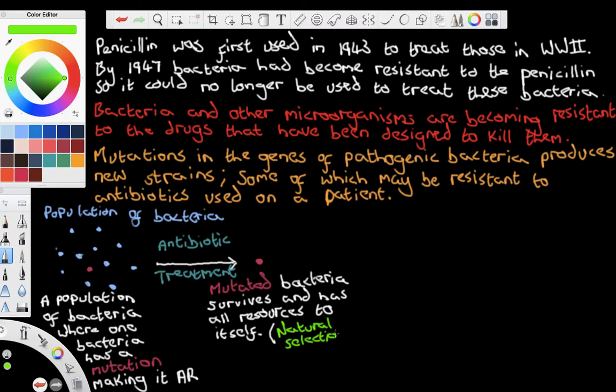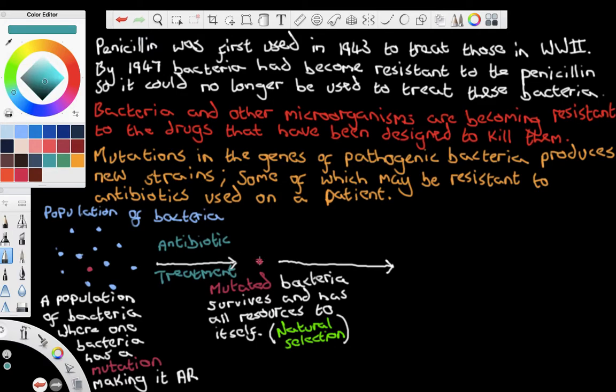Selection. So natural selection takes place, killing all of the non-antibiotic resistant bacteria, whilst the other one survives. Now, bacteria divide by a process known as binary fission. And what that means is that one bacteria becomes 2, 2 becomes 4, 4 becomes 8, and so on and so forth. Bacteria divide every 20 minutes.